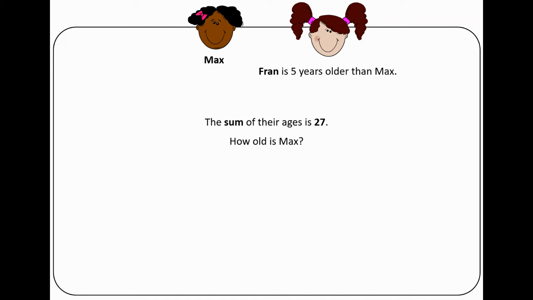Again, here I have Max. Fran is 5 years older than Max. The sum of their ages is 27. How old is Max? I don't know how old Max is, so again, I use X. Fran is 5 years older than Max, so it would be X plus 5 as an expression. The sum of their ages is 27, so adding them up, X plus X plus 5 is equal to 27. Collect the like terms: 2X plus 5 is equal to 27. Now I've formed a perfect linear equation.